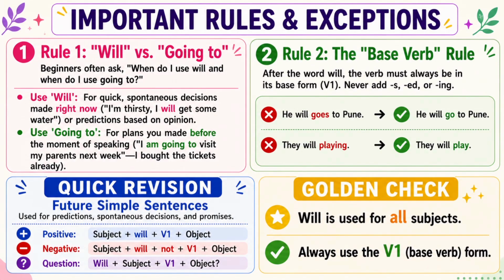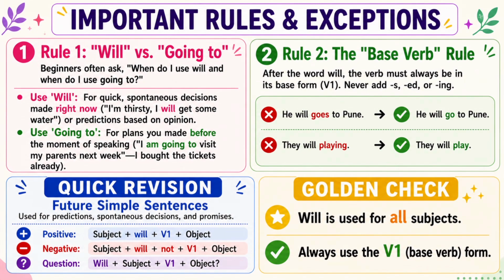Now let's learn 2 important rules. The first rule is will versus going to. Many beginners get confused about when to use these two. We use will for quick decisions that are made at the moment of speaking or for predictions based on our opinion. For example, I'm thirsty. I will get some water. The decision is made right now.